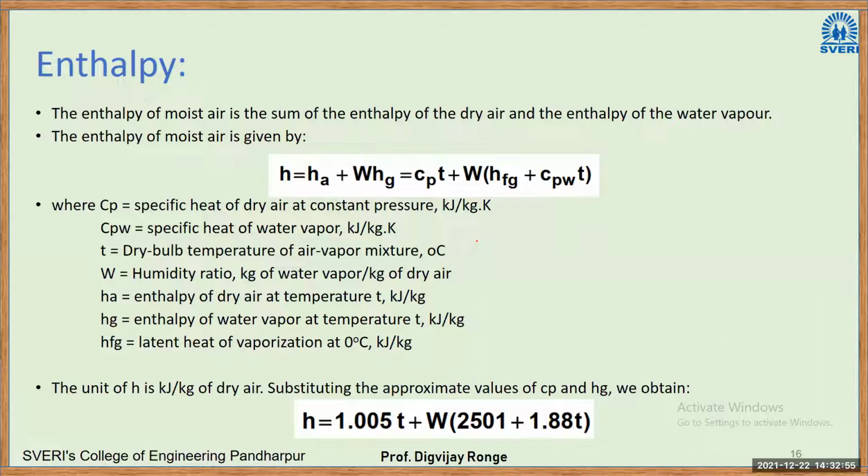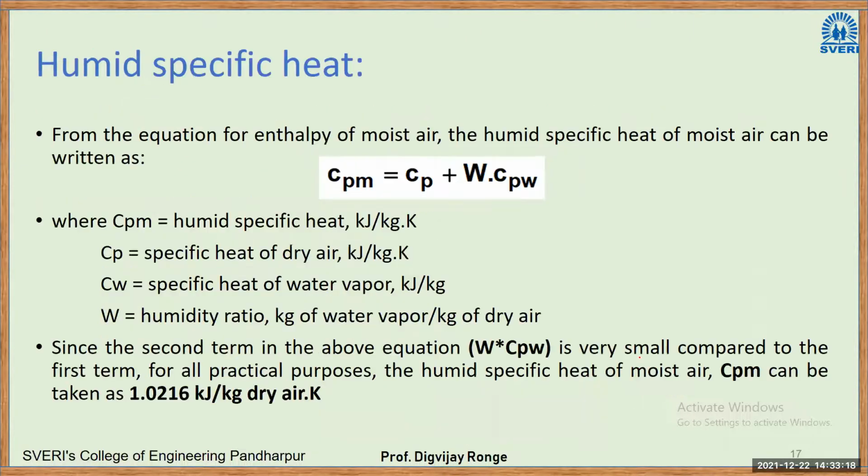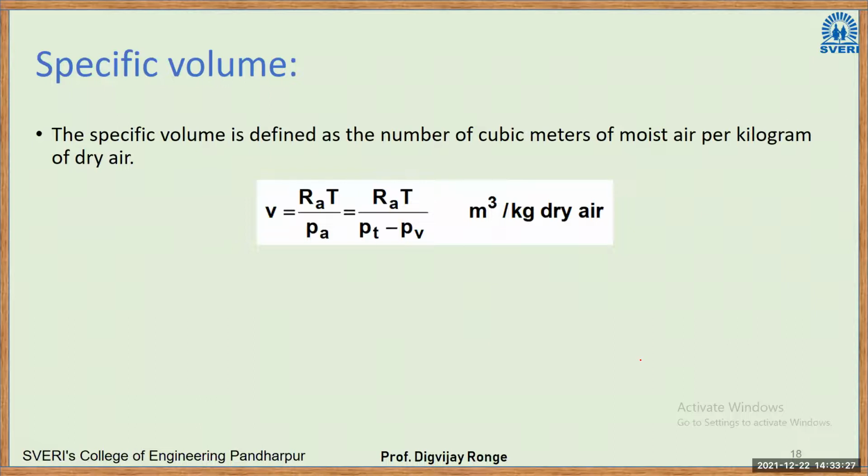Next, we have seen enthalpy. The enthalpy of moist air is the summation of the enthalpy of dry air and the enthalpy of water vapor. This formula is used: H is equal to 1.005 T, where T is the DBT, dry bulb temperature, plus W, the specific humidity, into the bracket 2501 plus 1.88 times DBT. Humid specific heat is the specific heat of moist air. Specific volume is the volume of moist air divided by the mass of dry air.